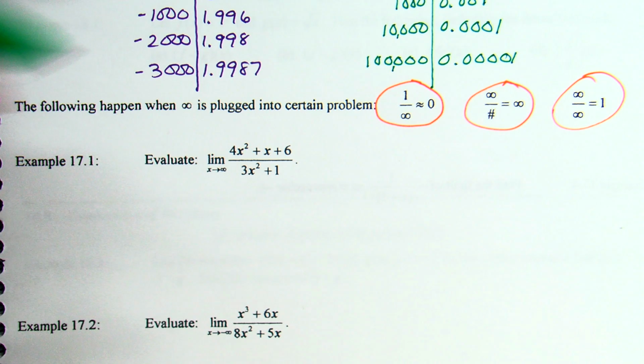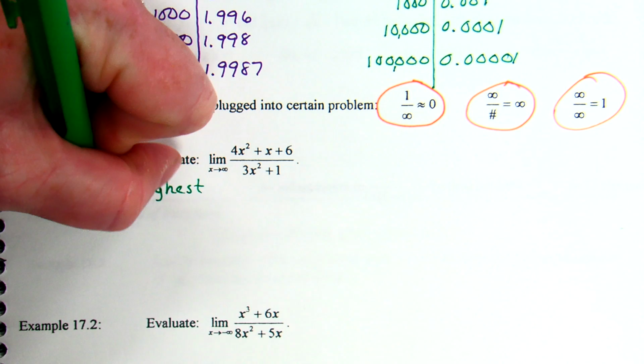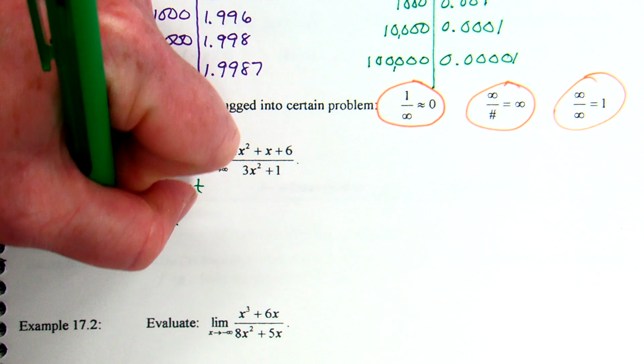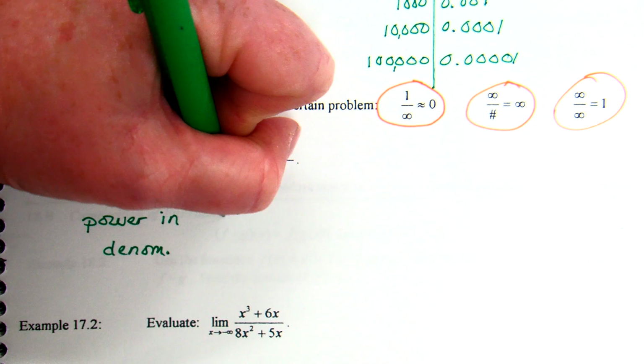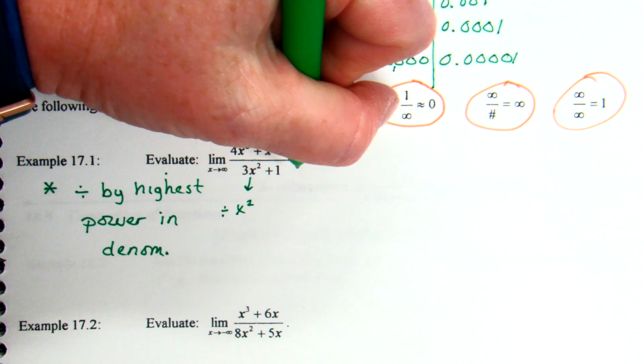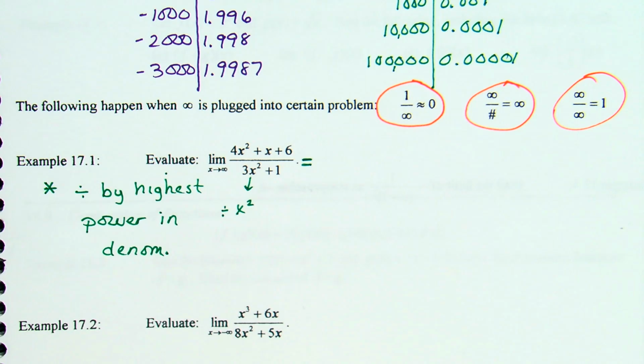So, let's see. First of all, let me put a comment here that we are going to divide by the highest power in the denominator. So in this case, that is x squared. And we're going to do this the long way right now, okay? You guys know, we've got to understand how this works. So what we're going to do is redo this limit. But since x squared is the highest power, we're going to take each individual term and divide them by x squared.